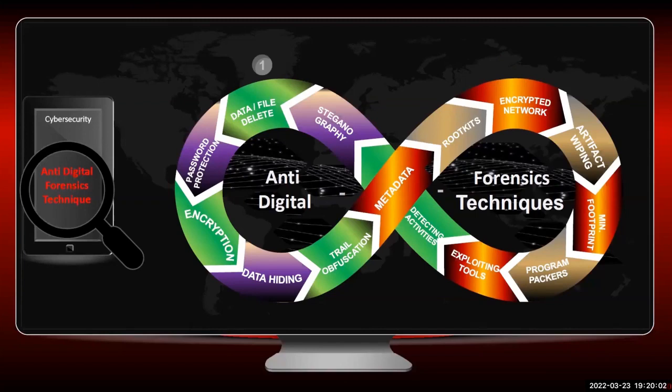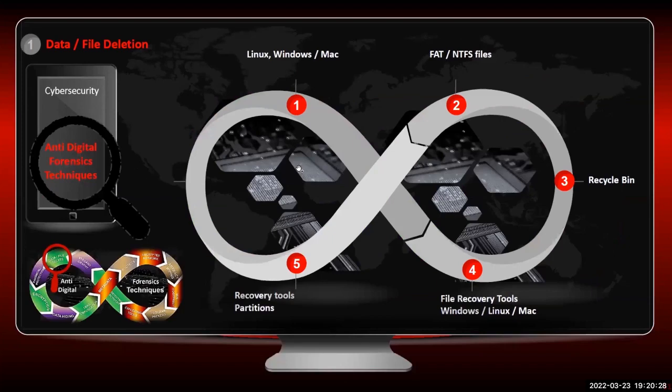in the file structure, trail obfuscation, artifact wiping, overwriting the data and metadata, encryption, using some programs hackers use, and minimizing the footprint. All these are considered anti-forensics techniques. So I will go through the first technique, which is called data and file deletion.